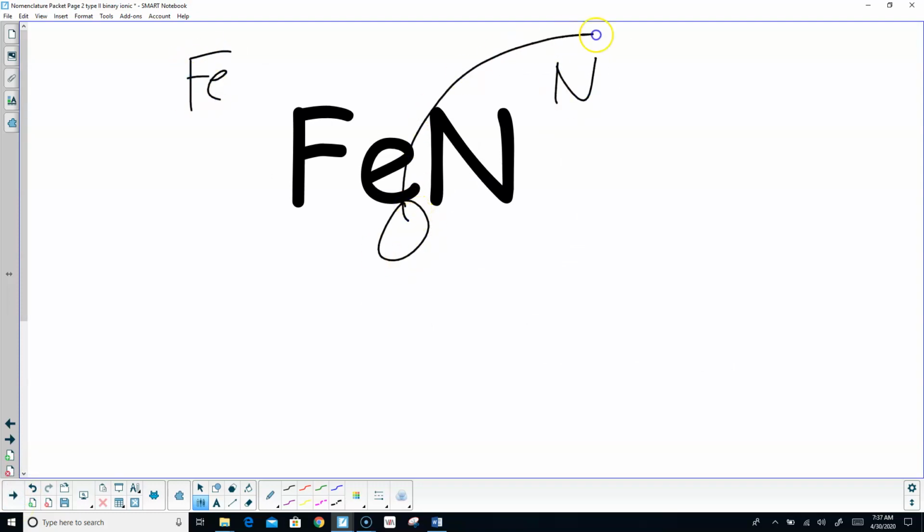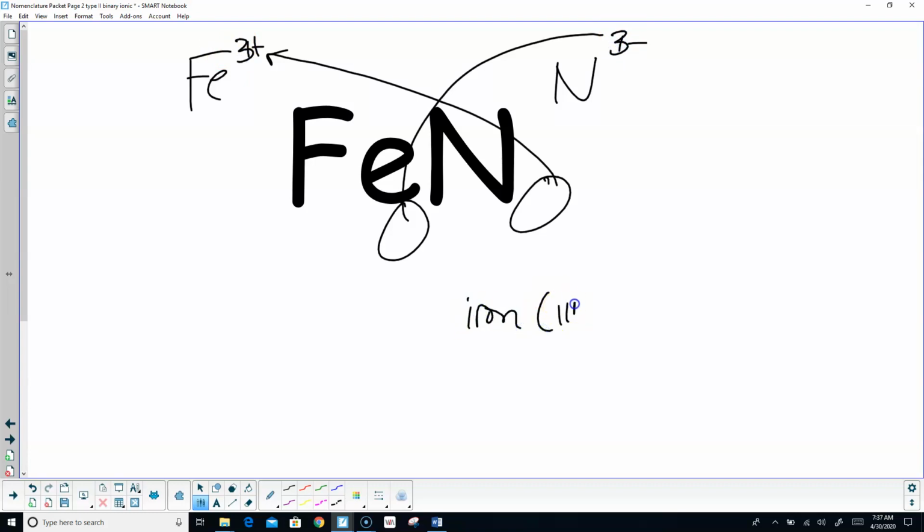This guy, FeN, we have to separate the iron and the nitrogen. Notice there is an understood 1 here. There is a 1 here. Iron doesn't even have a choice of 1. It's either 2, 3, or 6. If you look at nitrogen, nitrogen's charge is never 1. Nitrogen's charge is 3. So if you triple 1, you must triple them both. This is iron, Roman numeral 3, nitride.